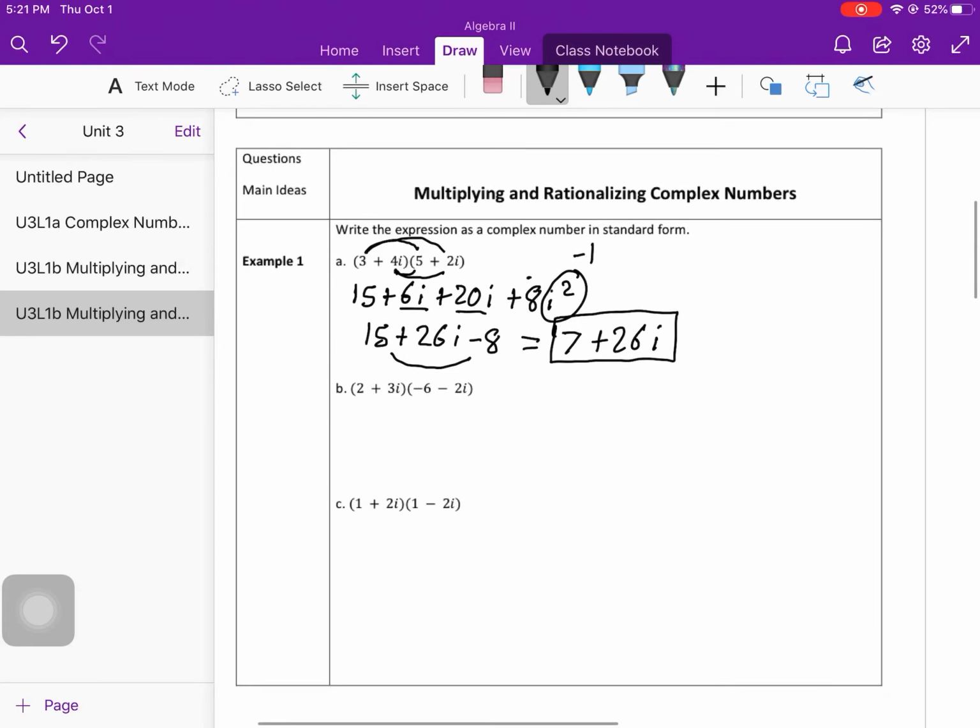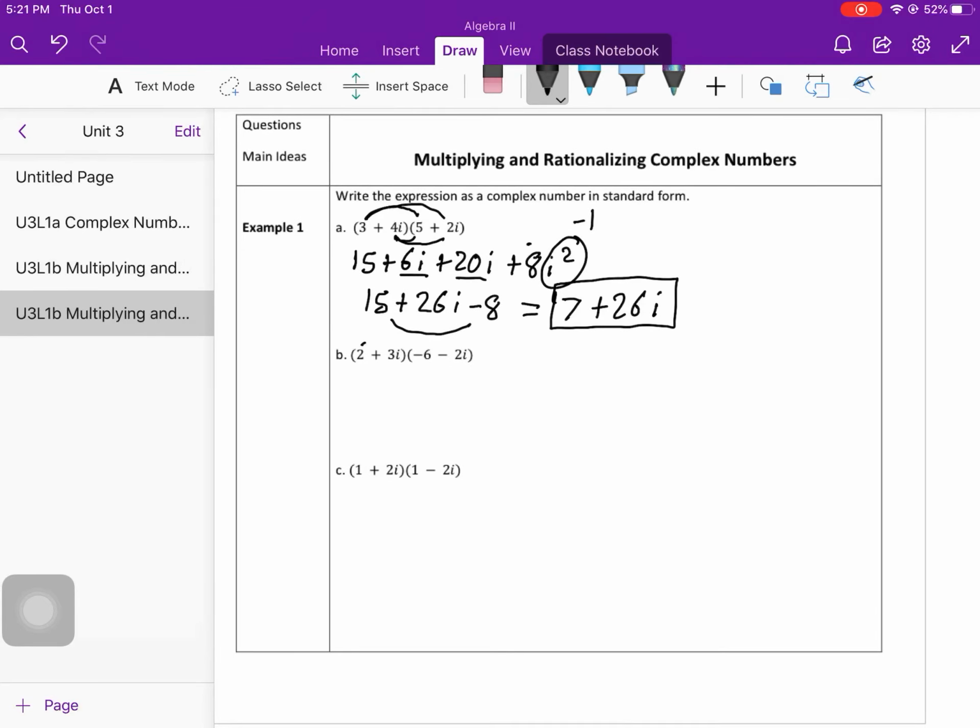Okay, let's go ahead and try the next one here. Start with 2 times -6, which is -12. 2 times -2i, which is minus 4i. 3i times -6 is -18i. And then 3i times -2i is minus 6i squared.